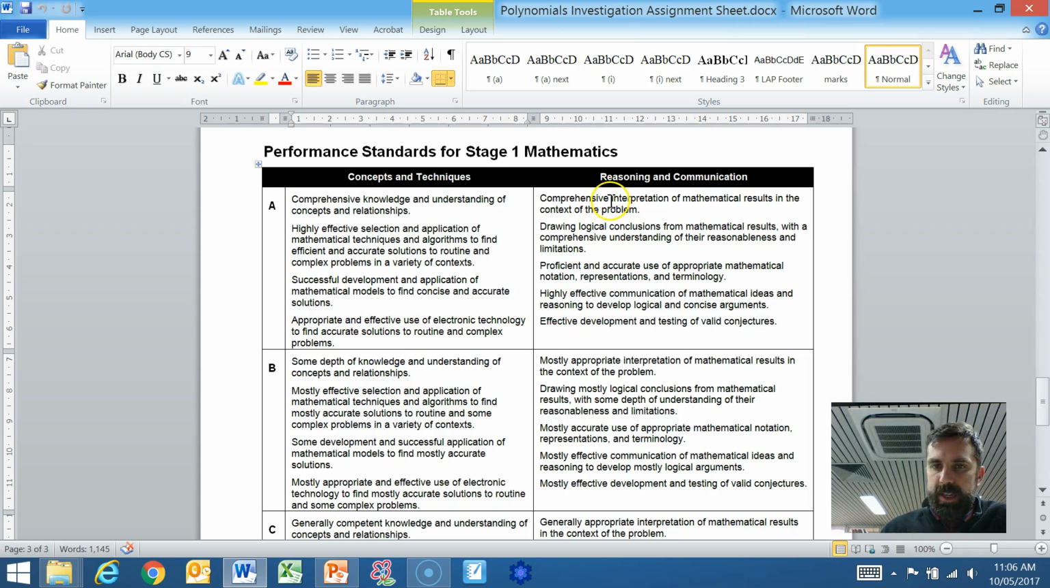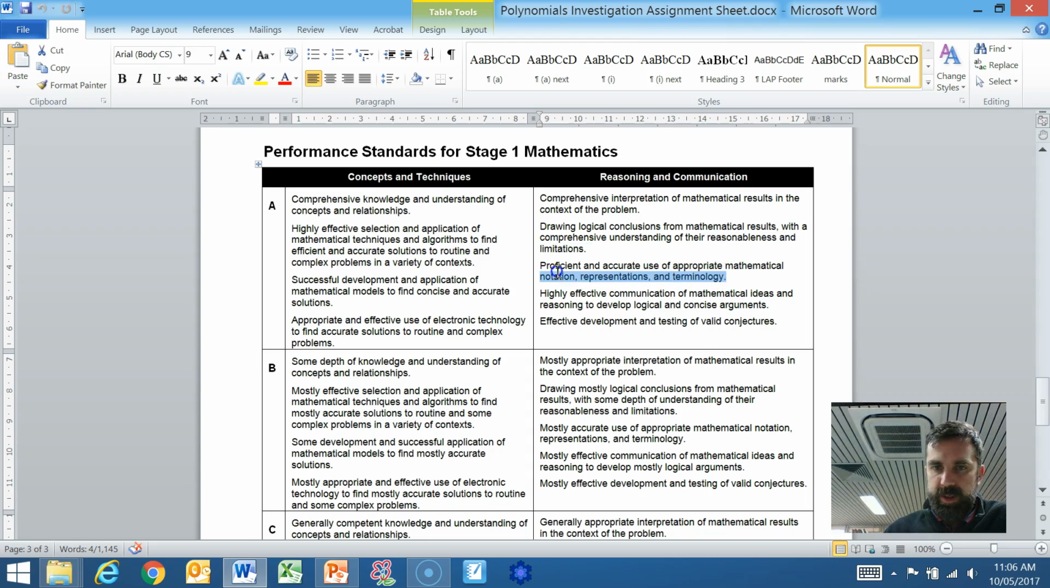Okay, if you look on the right-hand side, you need to give me comprehensive interpretation of mathematical results in the context of the problem. So this means you need to explain what's happened and interpret, show me what it means. You need to come up with logical conclusions with a comprehensive understanding of reasonableness and limitations. So this is the part that I was just talking about, where you need to discuss if your results have any limitations, so areas where you haven't looked at.